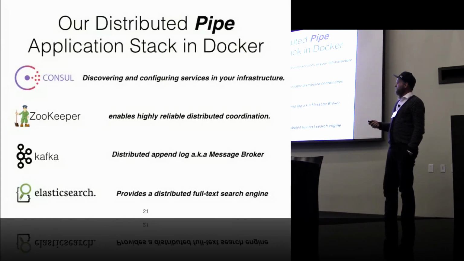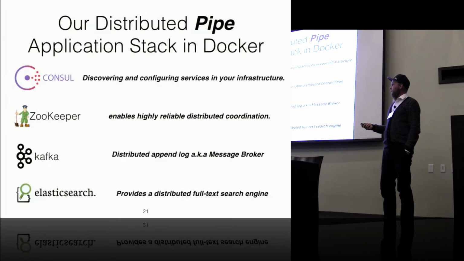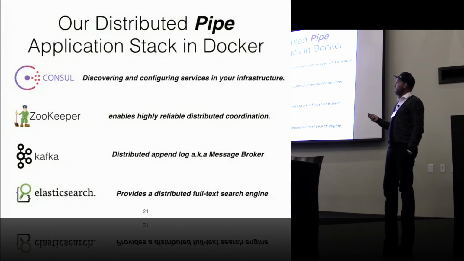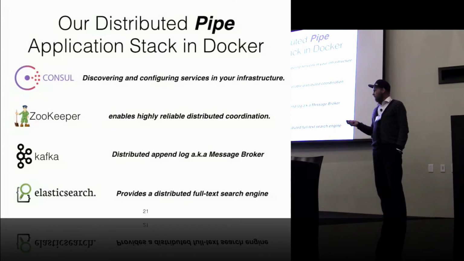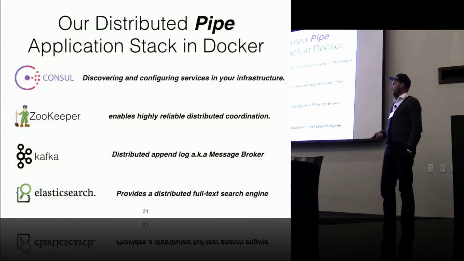So what we're doing is to build this distributed pipe. We will use Consul for discovering services in the Docker environment, using Zookeeper, of course, as I explained, to work together with the Kafka broker. And then for sink storage, we use Elasticsearch. But this is just an example.